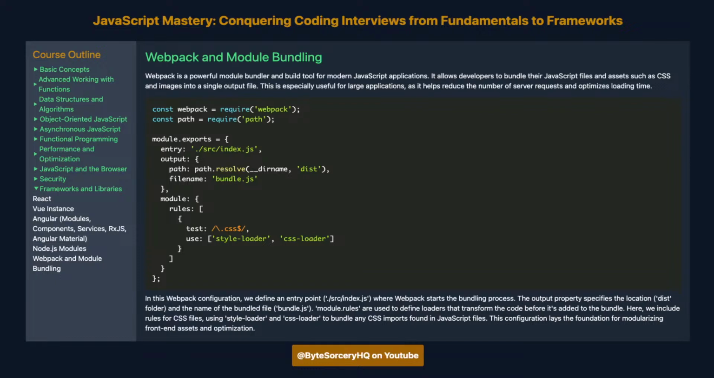In this Webpack configuration, we define an entry point, ./index.js, where Webpack starts the bundling process. The output property specifies the location, dist folder, and the name of the bundled file, bundle.js. Module.rules are used to define loaders that transform the code before it's added to the bundle. Here we include rules for CSS files, using style-loader and css-loader to bundle any CSS imports found in JavaScript files. This configuration lays the foundation for modularizing front-end assets and optimization.